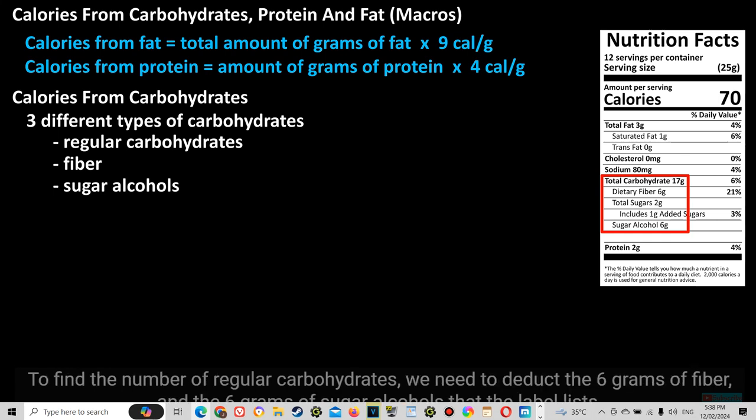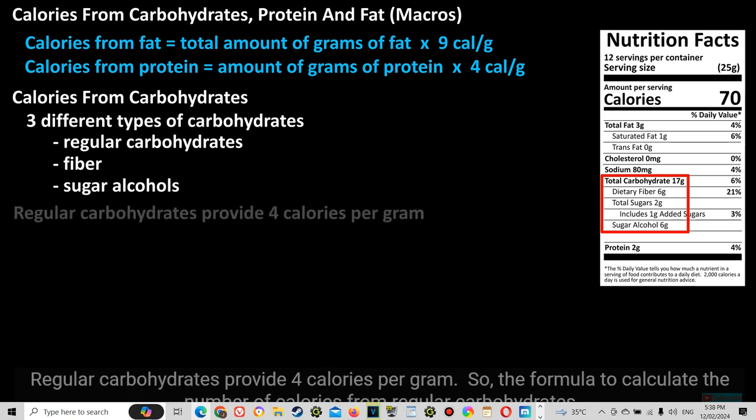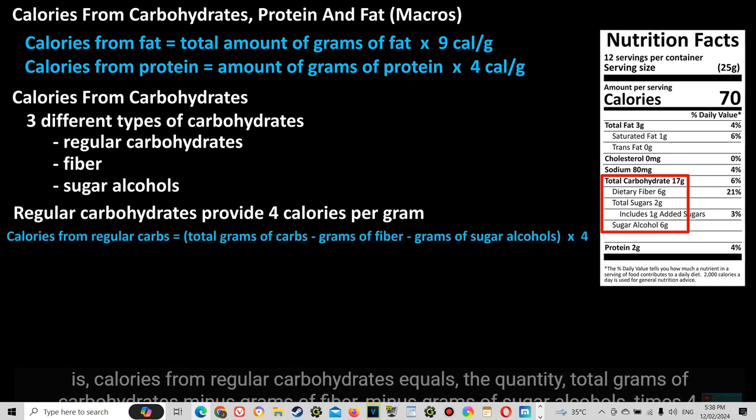To find the number of regular carbohydrates, we need to deduct the 6 grams of fiber and the 6 grams of sugar alcohols that the label lists. Regular carbohydrates provide 4 calories per gram. So the formula to calculate the number of calories from regular carbohydrates is calories from regular carbohydrates equals the quantity total grams of carbohydrates, minus the grams of fiber, minus the grams of sugar alcohols, times 4.